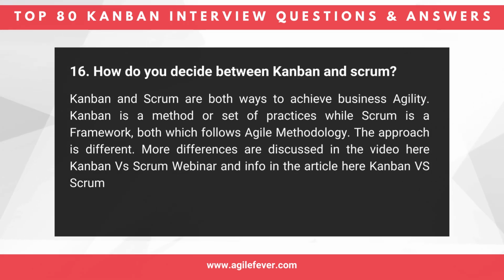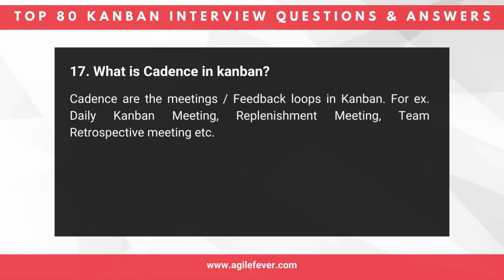Question 16. How do you decide between Kanban and Scrum? Kanban and Scrum are both ways to achieve business agility. Kanban is a method or set of practices while Scrum is a framework, both of which follow Agile methodology. The approach is different. More differences are discussed in the video here. Kanban versus Scrum webinar and info in the article here. Kanban versus Scrum.